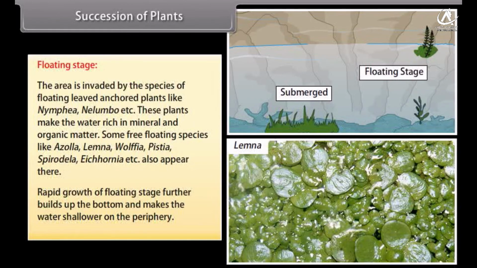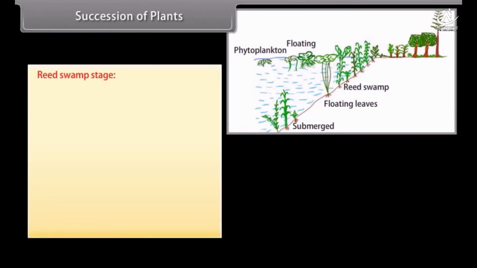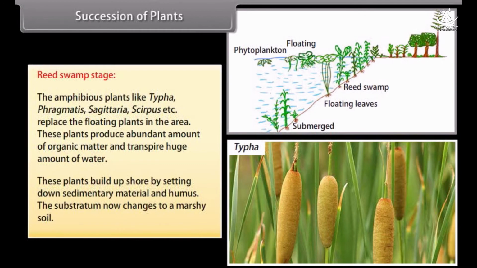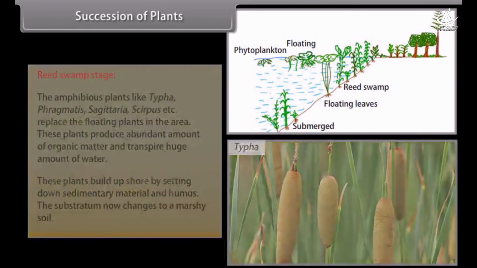Rapid growth of floating stage further builds up the bottom and makes the water shallower on the periphery. Reed swamp stage: the amphibious plants like Typha, Phragmites, Sagittaria, Scirpus, etc. replace the floating plants in the area. These plants produce an abundant amount of organic matter and transpire a huge amount of water. These plants build up the shore by setting down sedimentary material and humus. The substratum now changes to a marshy soil.